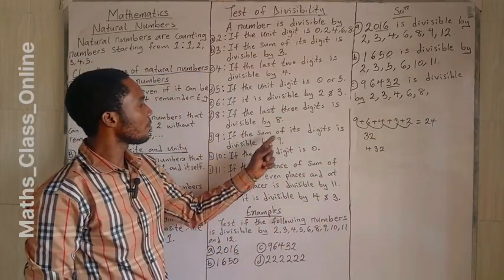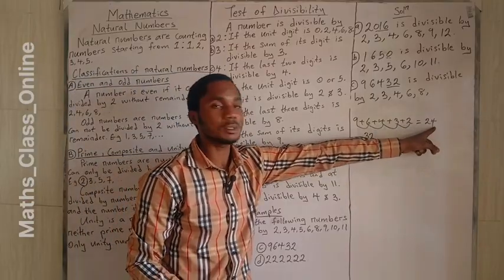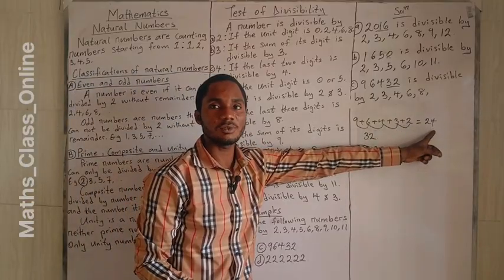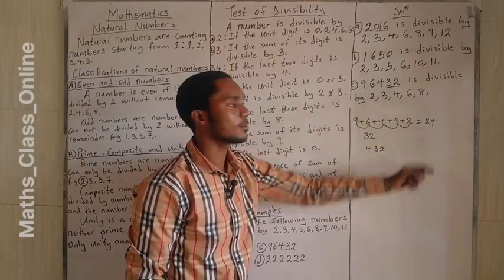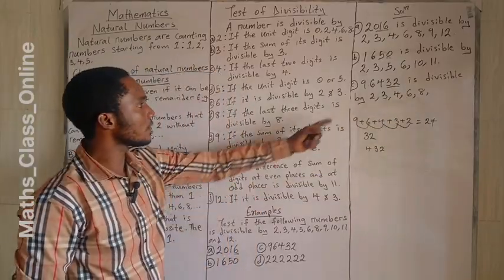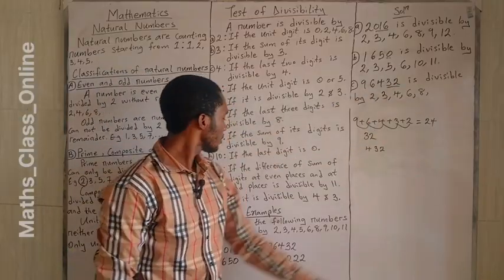9. If the sum of its digits is divisible by 9, we have the sum of the digits to be what? 24. Can 9 divide 24? No. That means this number is not divisible by 9. 10. It is not divisible by 10 because the unit digit is not 0.